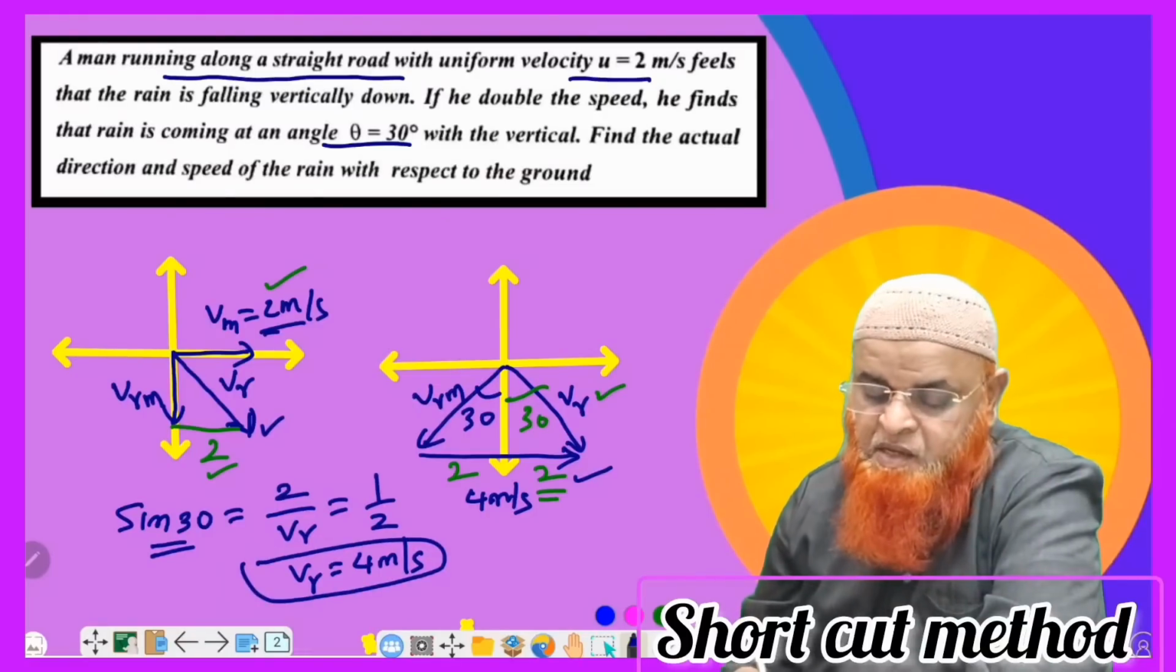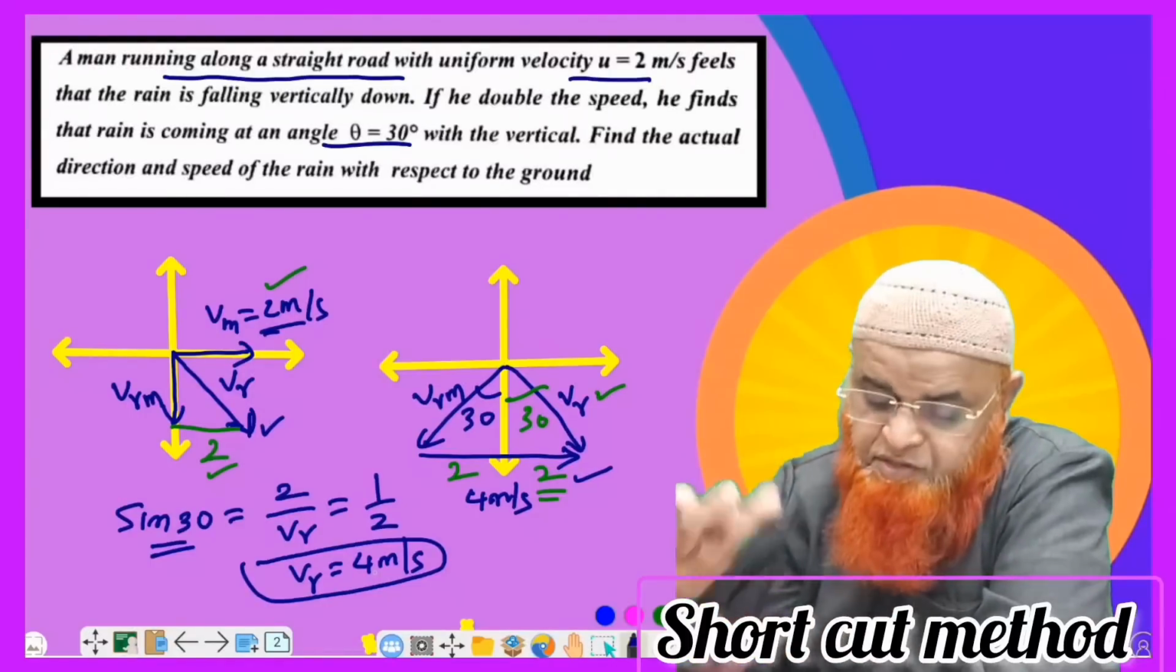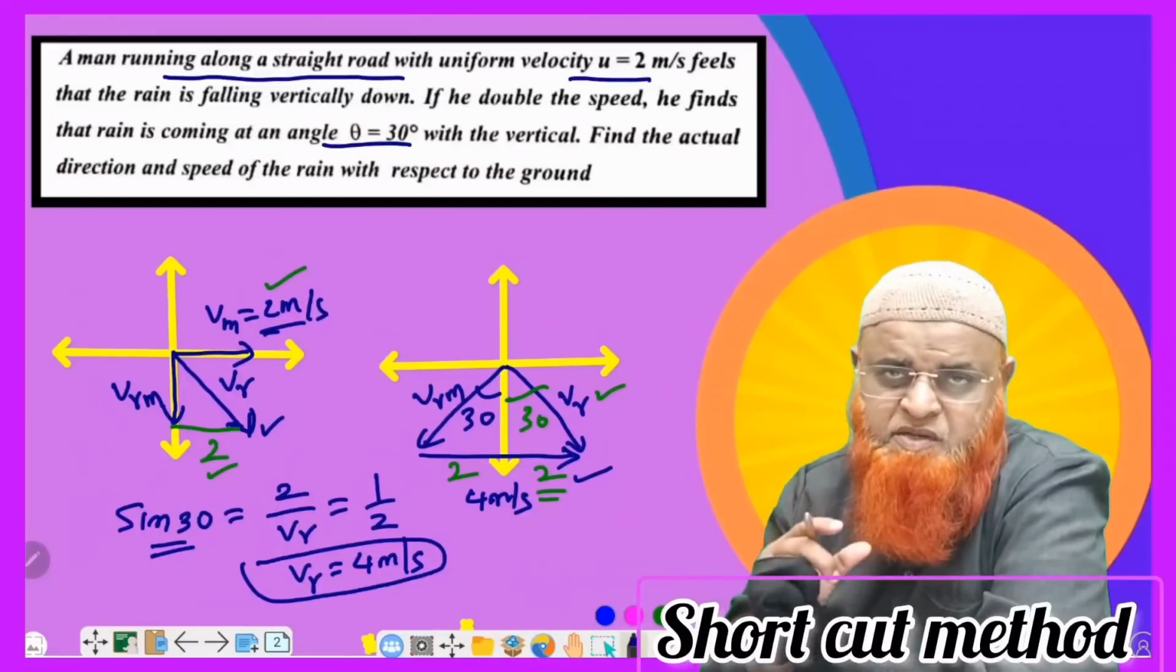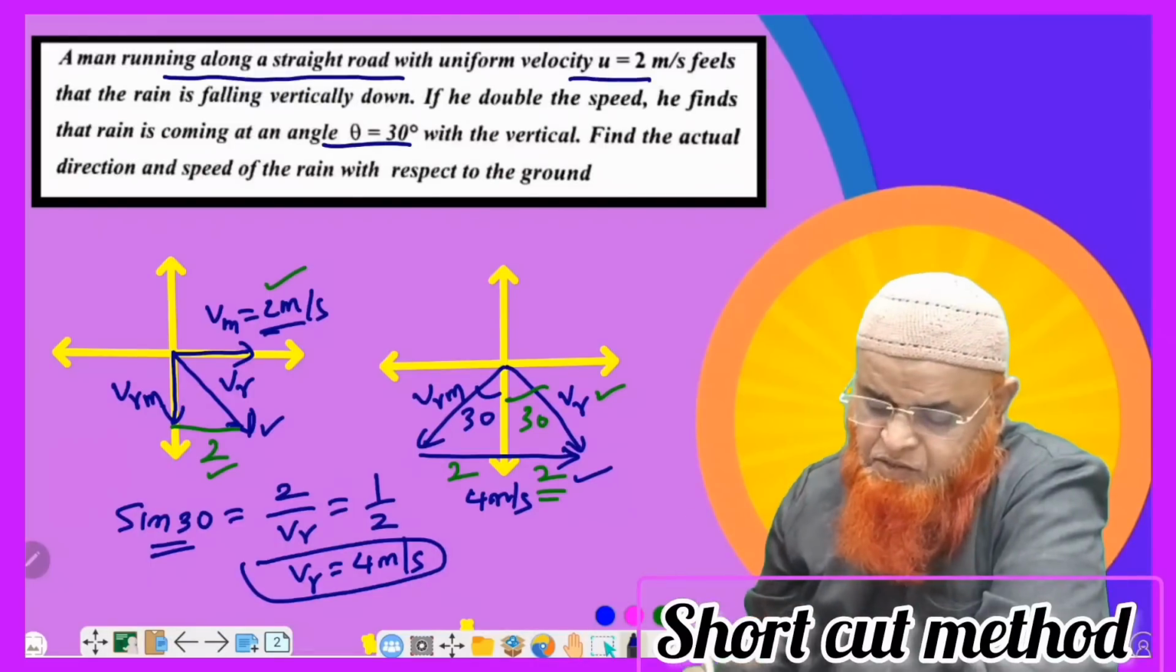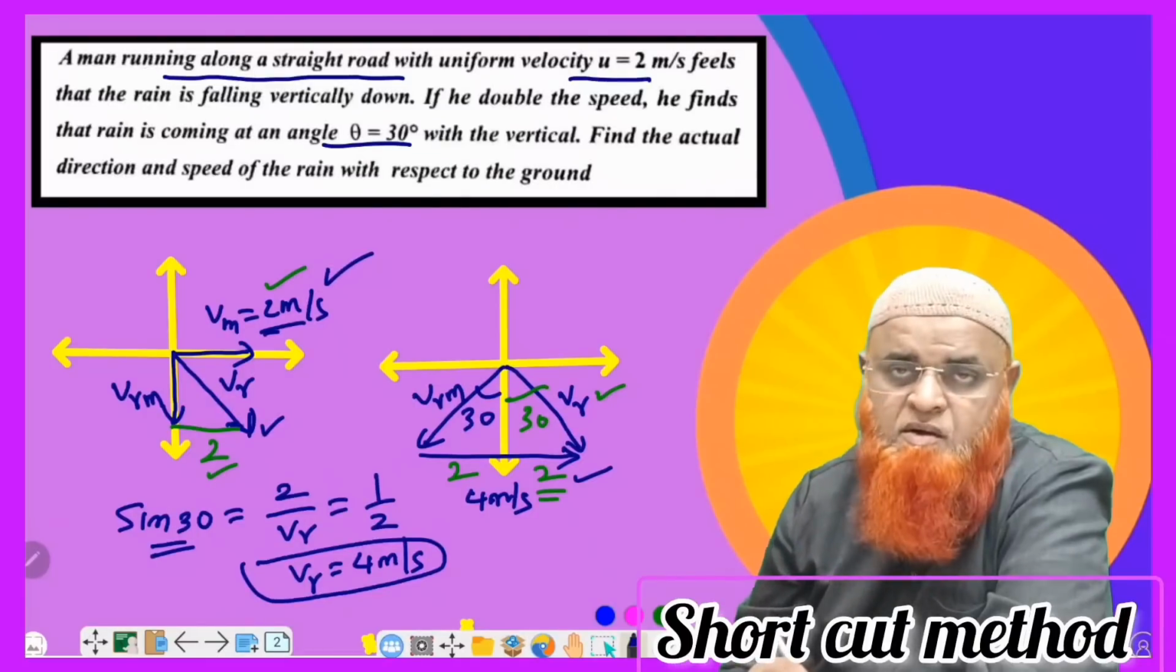Hope you have understood. So if the man's speed doubles, the rain's speed is also going to double here. It becomes 4 meters per second when the man's speed doubles. So it is double the speed the man had previously when he was moving. Hope you have understood.